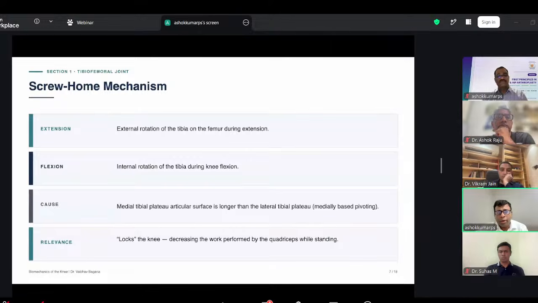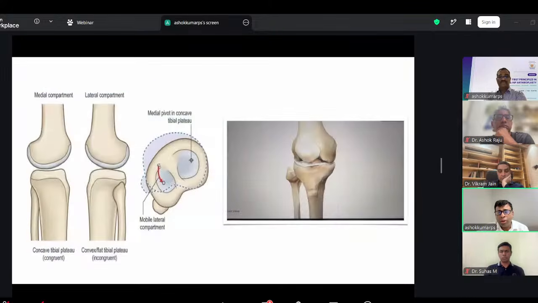If you look at what happens in extension and flexion, in extension there is an external rotation of the tibia on the femur, and there is an internal rotation of the tibia during knee flexion. Why does that happen? Because there is a medially based pivoting. That means the medial tibial plateau surface is longer than the lateral tibial plateau, enabling the locking of the knee, decreasing the work performed by the quadriceps while standing. So it's an important concept that everyone must know. So this is how it happens.